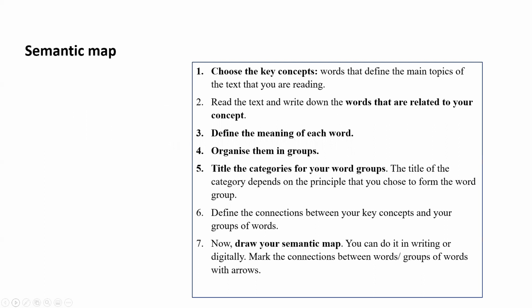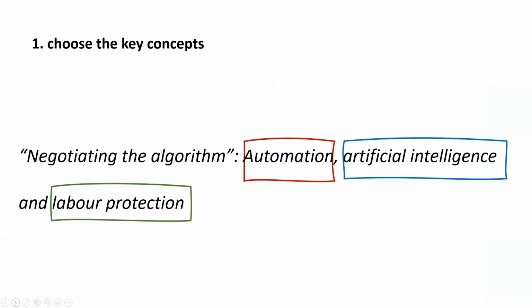So here you can see the process. The process of building a semantic map consists of 7 steps. And now let's go through all of them step by step. First, we choose the key concepts for our semantic map. I decided to use these 3: automation, artificial intelligence, and labor protection.